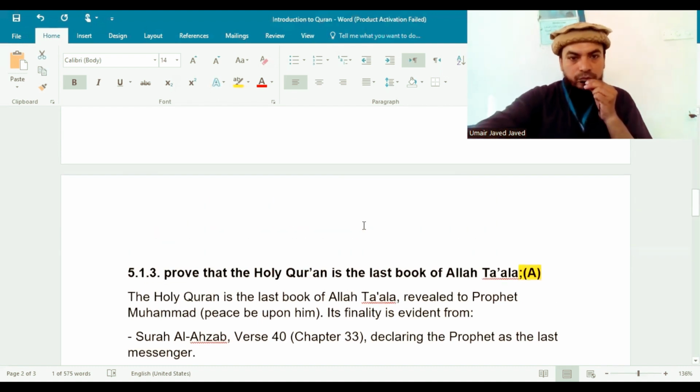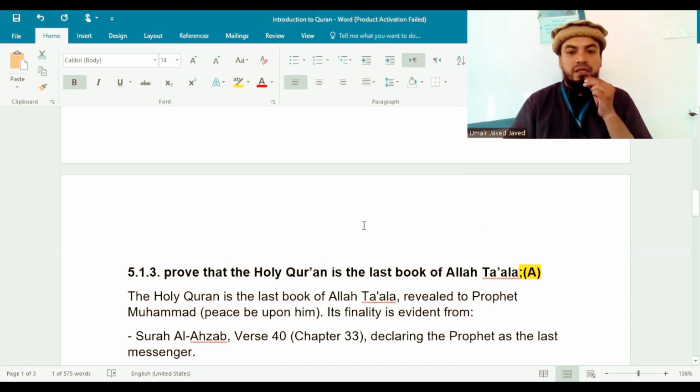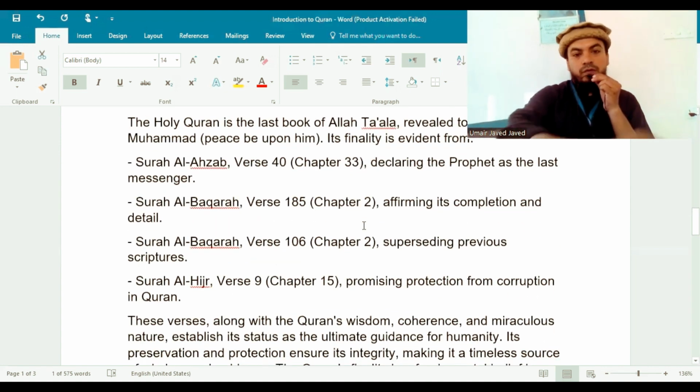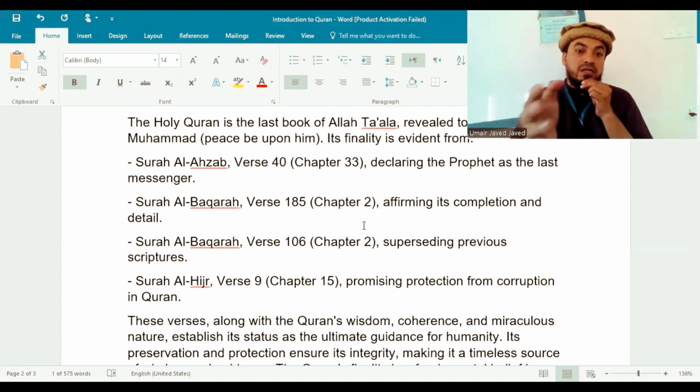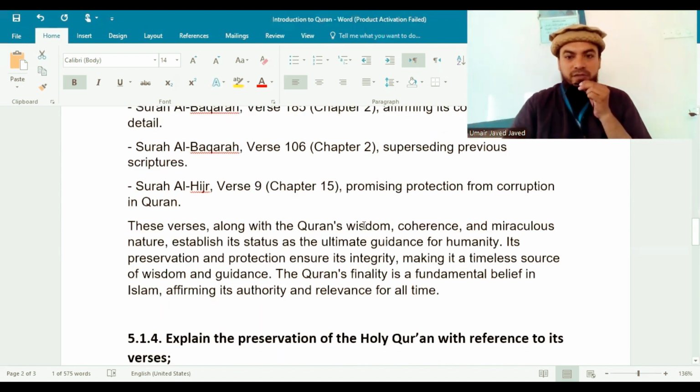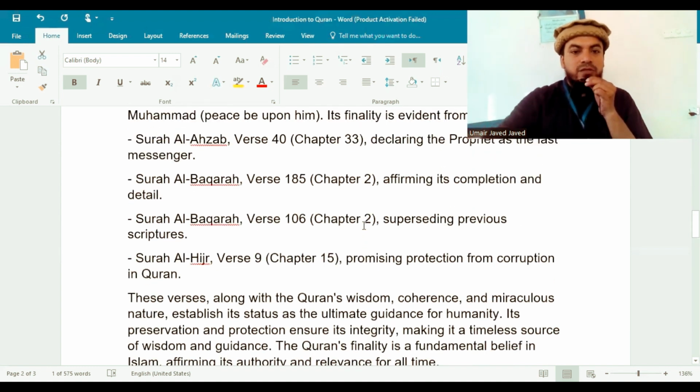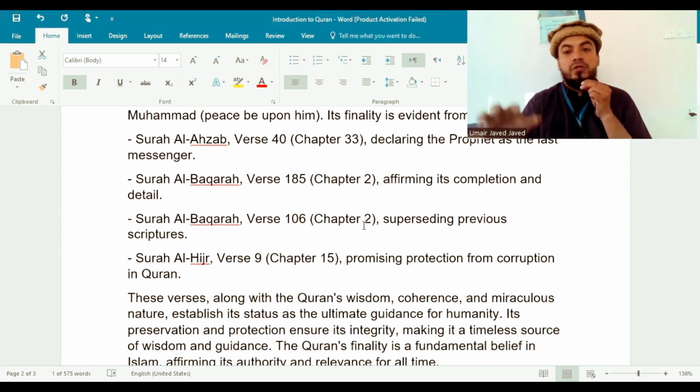See this document. The Holy Quran is the last book of Allah Ta'ala revealed to the Prophet Muhammad Sallallahu Alaihi Wasallam. Its finality is evident from these verses that have been shared. These are the evidence and proof. You will prove the Quran is the last divine revelation. And in application based questions, you can also explain the conclusion at the end like this: these verses along with the Quran's wisdom, coherence and miraculous nature establish its status as the ultimate guidance for humanity.